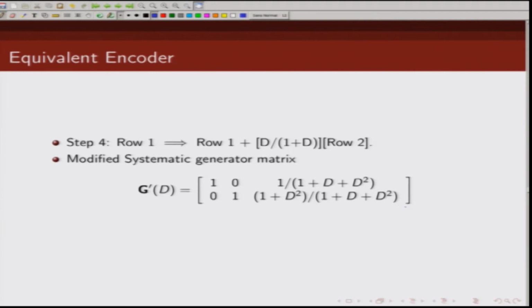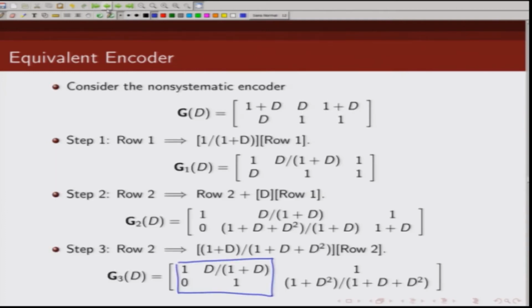Note now, this is a generator matrix for a systematic encoder. You have your identity matrix here, and you have some matrix here, which is your P matrix. So, this is basically the generator matrix for a systematic encoder. Note now, by simple row operations, we were able to get an equivalent systematic generator matrix for a non-systematic encoder whose generator matrix is given by this.